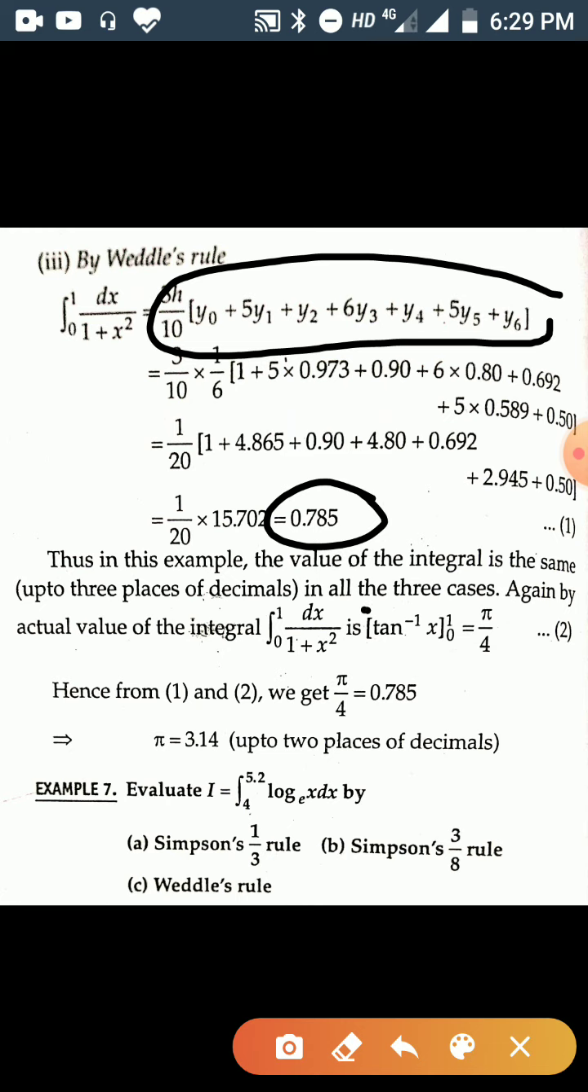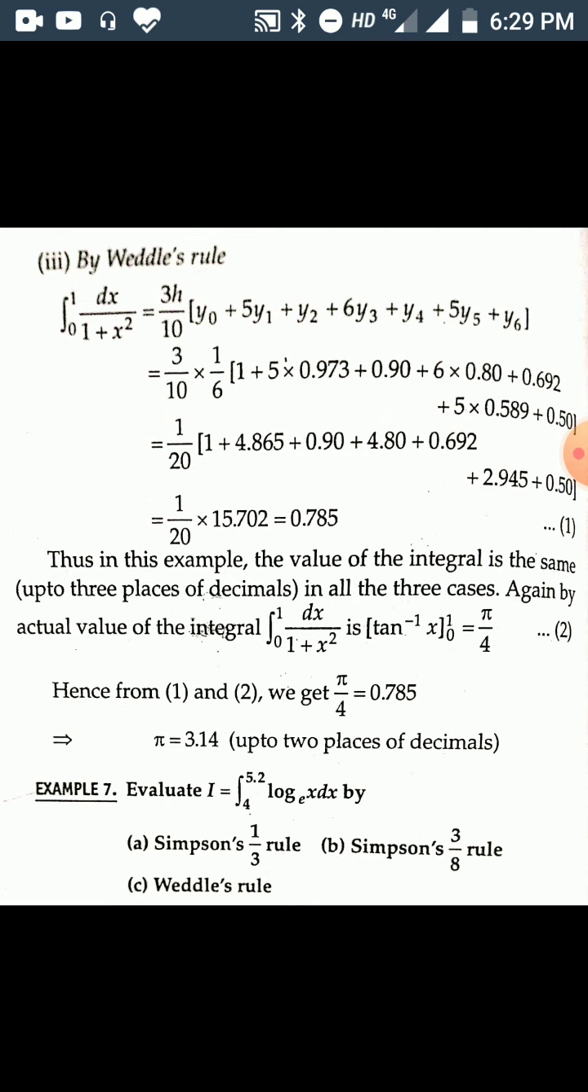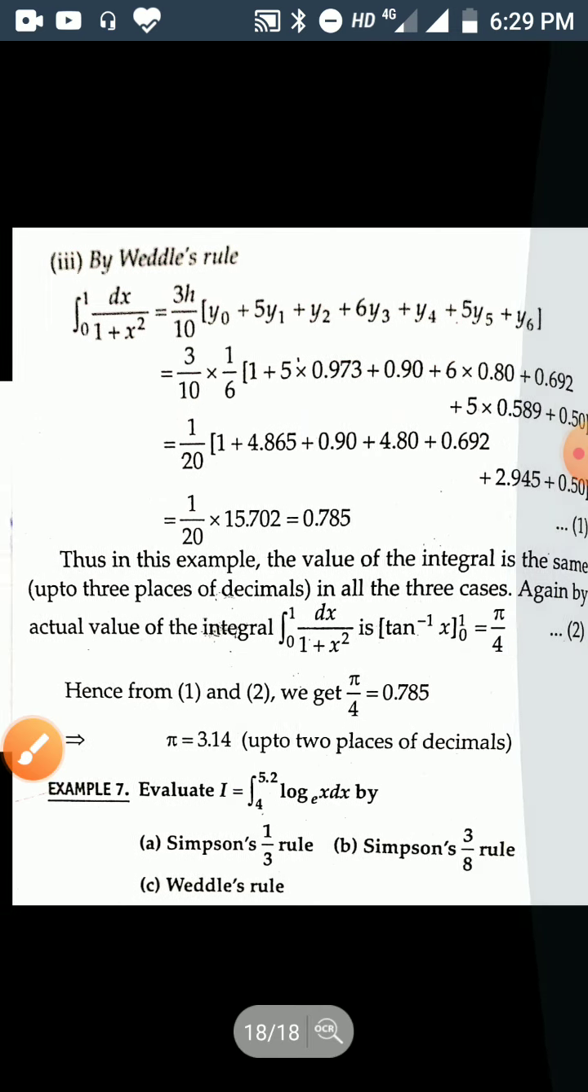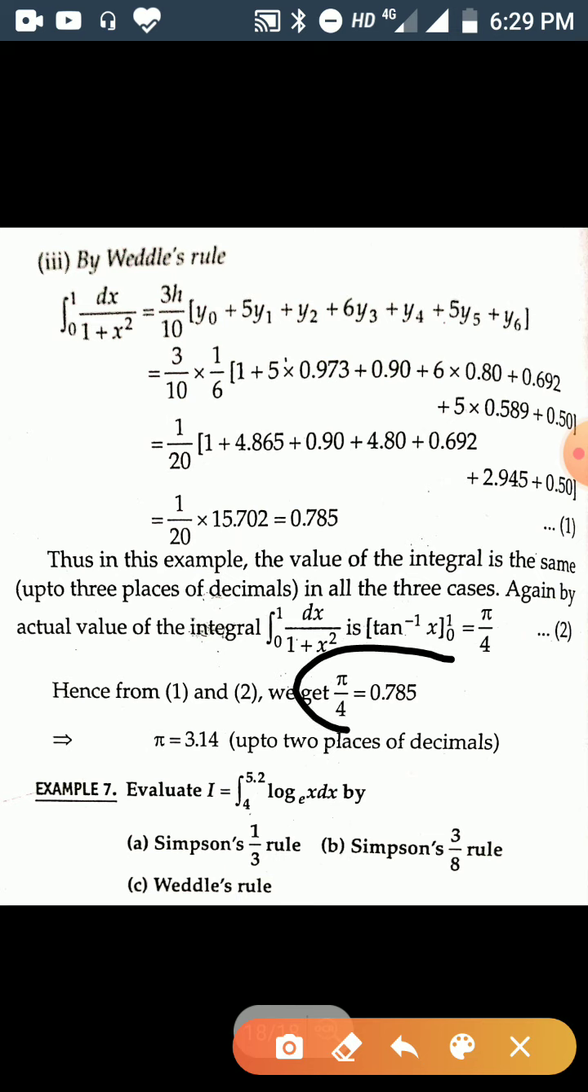And by actual integration, 0 to 1 dx by 1 plus x square is tan inverse x, the limit 0 to 1. After putting this limit we will get the value as pi by 4. So from equations 1 and 2 we will get pi by 4 is equal to 0.785. So from here the value of pi is 3.14 up to 2 places of decimal.